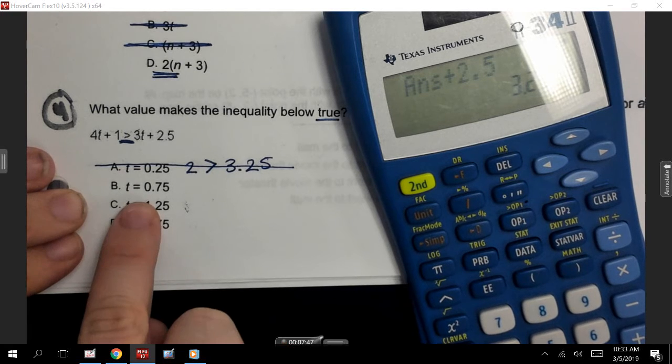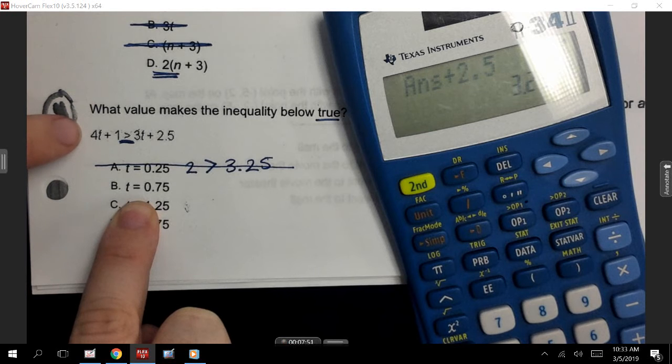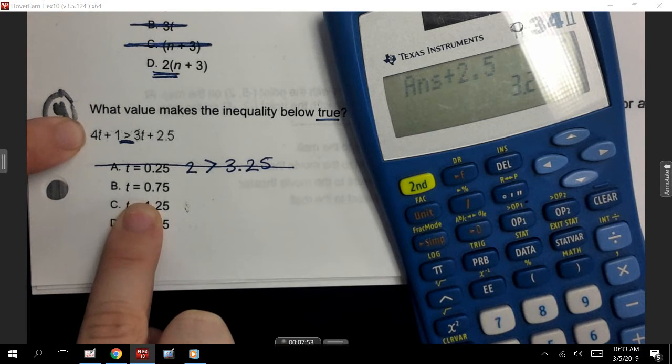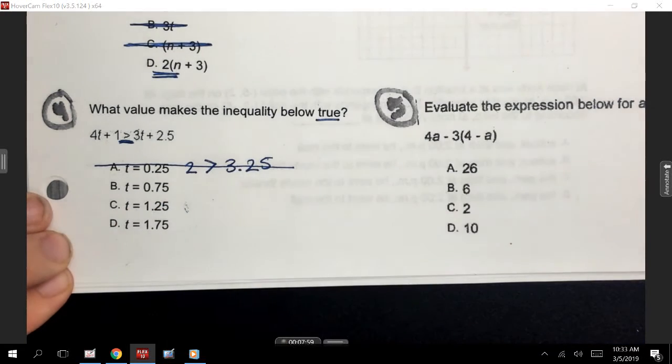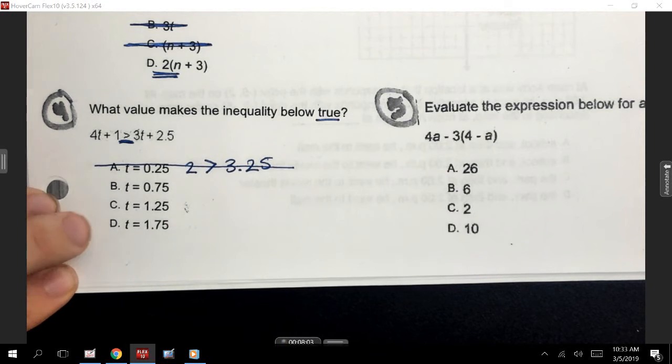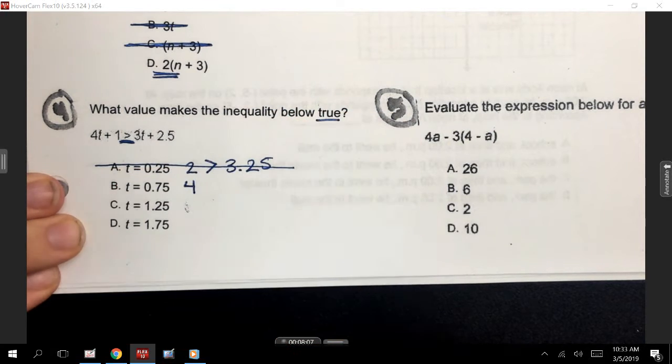All right. I want you to try B. I want you to key that in, and I want you to tell me what you get when you do 4 times 0.75, and then when you add the 1 to that. So someone key that in and tell me what you get. I'm going to give everyone a chance. Ethan, what did you get? 4. Do y'all agree? 4.